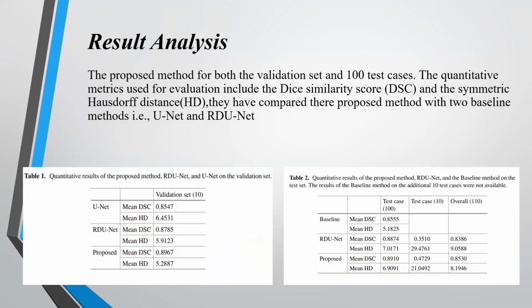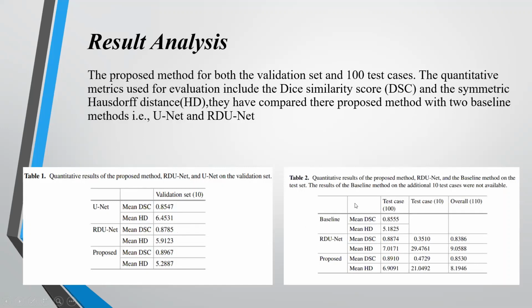Coming to the result analysis, the metrics used for evaluation were the dice similarity score and symmetric Hausdorff distance. They compared the model with two baseline models, that is RDUNet and UNet. In the first table, you can see that RDUNet outperforms UNet by 0.038 for DSC and for HD by 0.5408. So the proposed model, the autoencoder and decoder, is significantly better than RDUNet, which validates the effectiveness of the proposed shape regularization model.